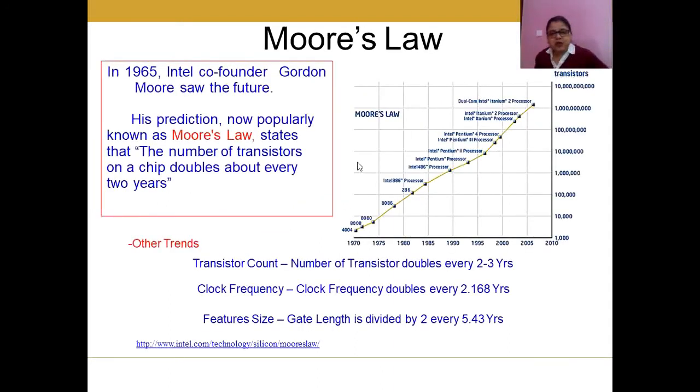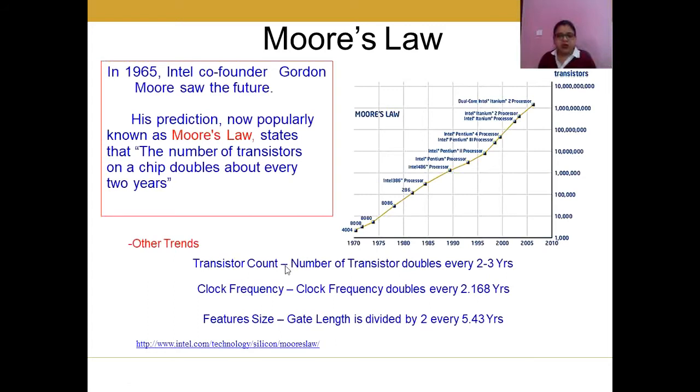Now again, discussing Moore's law, because when we are talking of IC and VLSI, not including Moore's law is next to impossible, because it has given the foundation of the VLSI industry. Moore's law states that the number of transistors on a chip doubles about every 2 years. But it's not only about the number of transistors. There are some other trends also which we have been following since the inception of Moore's law. Like transistor count: the number of transistors doubled every 2 to 3 years. Yes, this is Moore's statement.